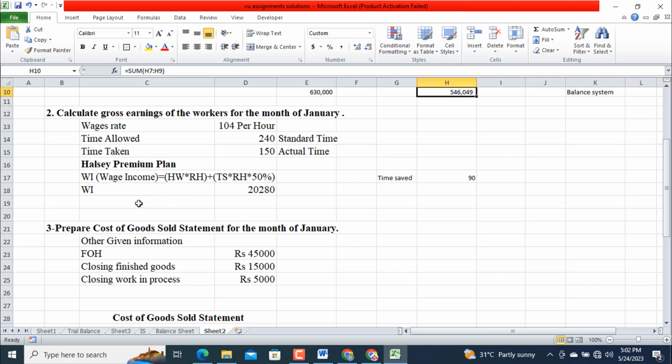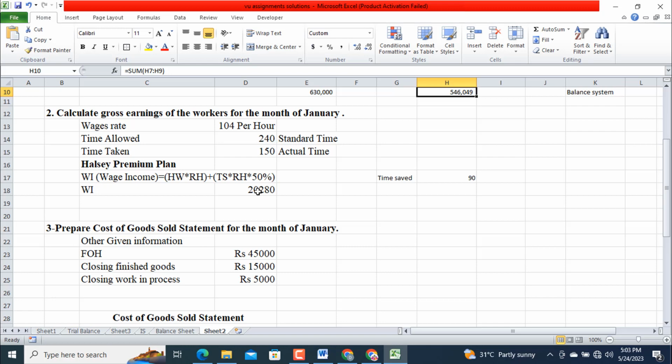50% means that by applying this Halsey premium plan, the company assumes it has saved 50% in its production cost, so it is going to give the benefit of this saving to the employee workers in the form of wage income. So we are going to use 50% here. Remember that this value varies from 30% to 70%, but for simplicity I have taken this 50% value.